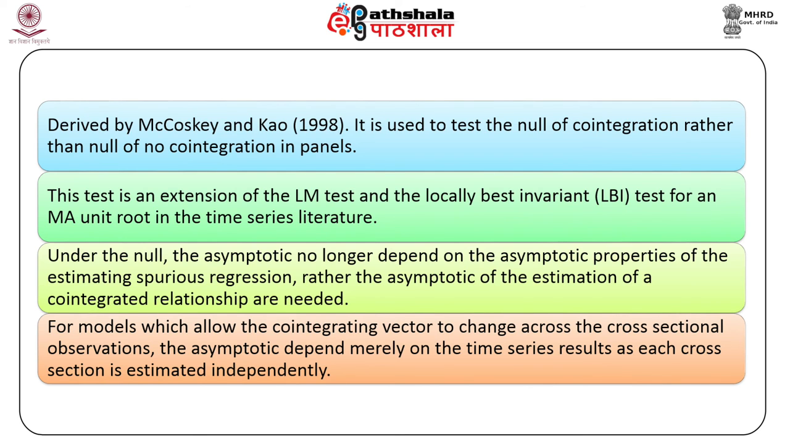Under the null, the asymptotics no longer depend on the asymptotic properties of the estimating spurious regression. Rather, the asymptotics of the estimation of a cointegrated relationship are needed. For models which allow the cointegrating vector to change across the cross-sectional observations, the asymptotics depend merely on the time series results, as each cross-section is estimated independently. For models with common slopes, the estimation is done jointly, and therefore the asymptotic theory is based on the joint estimation of a cointegrated relationship in panel data.